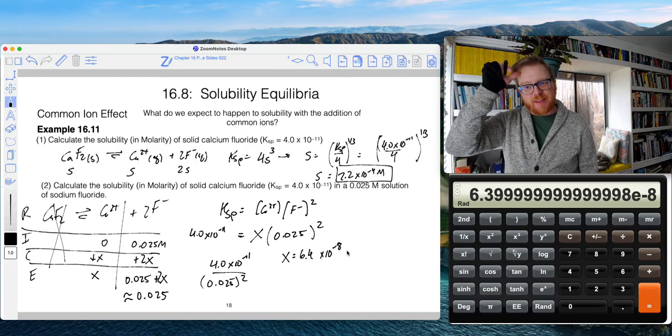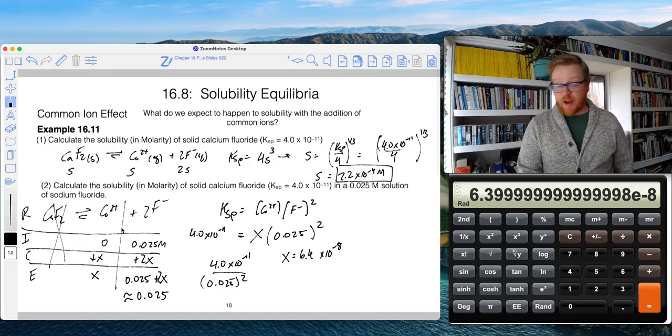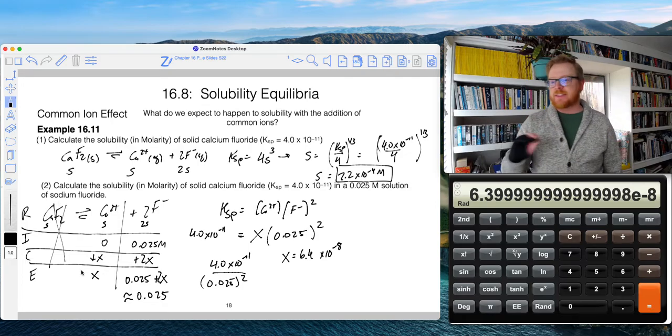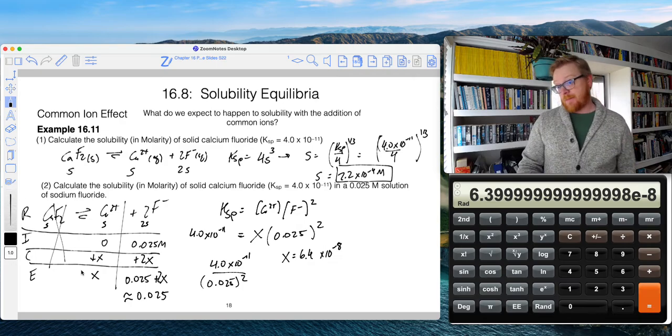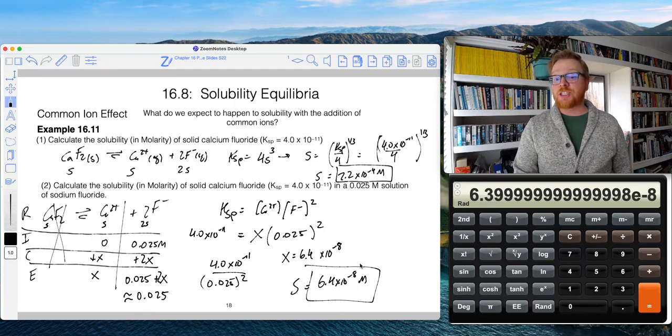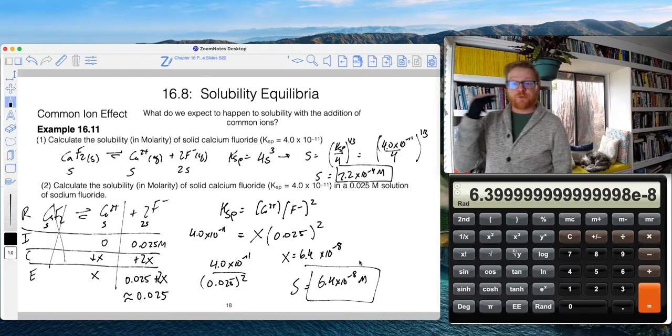So once again, we have to think about what that means. Well, if I go back to our original nomenclature, where this was S and this was 2S, that means this is S, and I get that just from the stoichiometry. Calcium is 1, fluorine is 2, calcium fluoride is 1. So we can see now the value of S is going to be the same as my value of X, which is my molar solubility. So in other words, now that means my molar solubility of calcium fluoride is 6.4 times 10 to the minus 8 molar. And we can see that that is much smaller than what it was before.